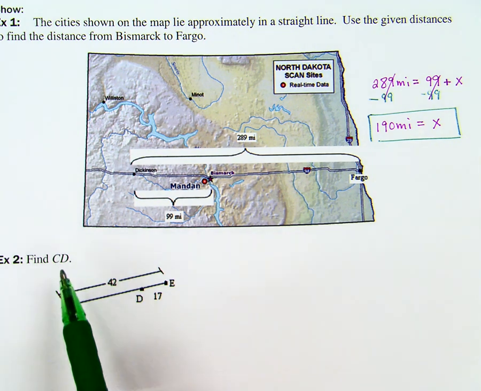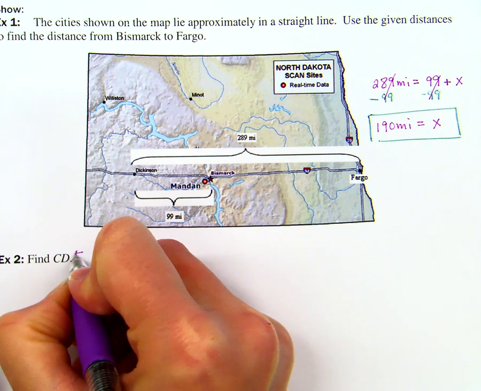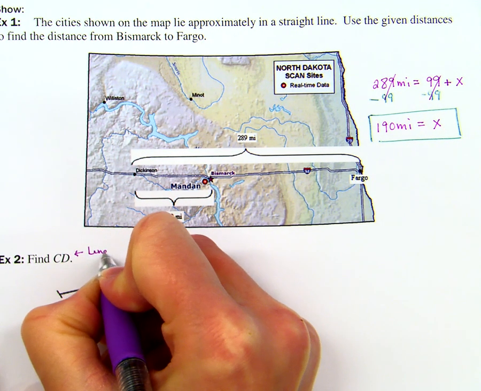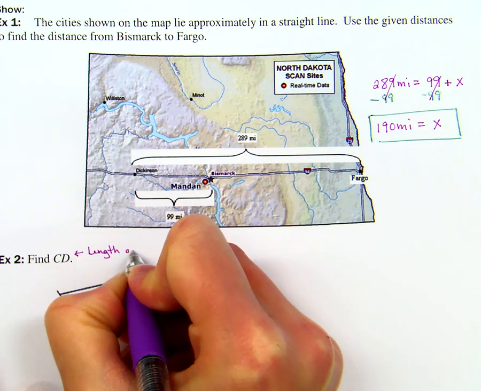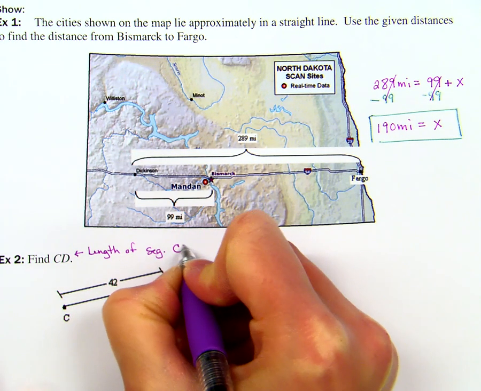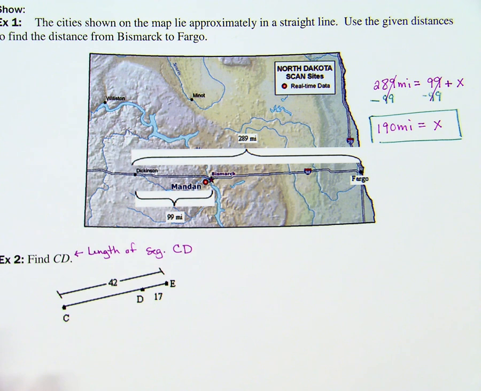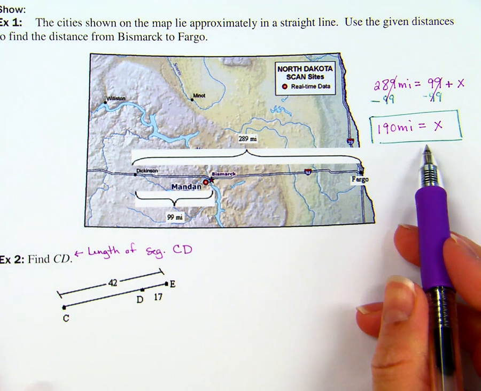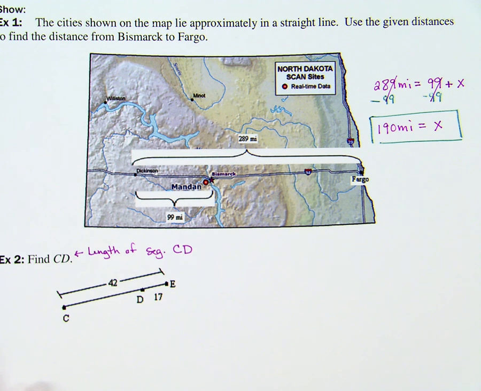No. When there is no bar on top of the segment, this translates to saying find the length of segment CD. So this is asking for a numerical answer, and our answer should be written using equality, not congruence. Take a minute, pause the video, find the length of CD before you move on to example 3.